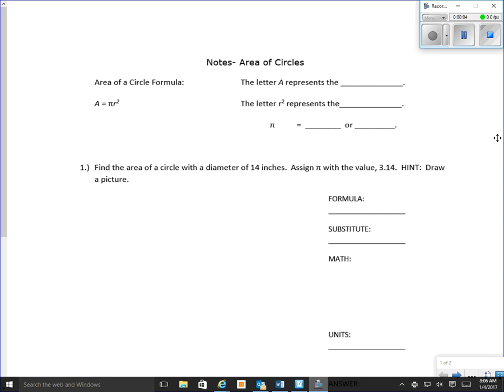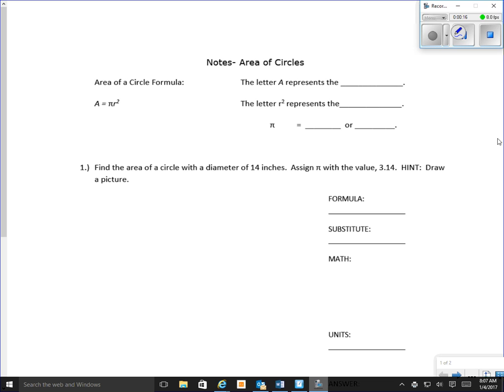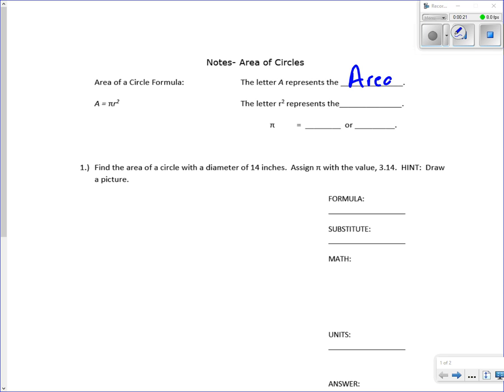So today we're going over area of circles. Just like with circumference, we're going to talk about what the different things mean in the formula. The letter A represents area, and R squared represents radius squared. Now remember, this is radius times radius. That's what radius squared means.